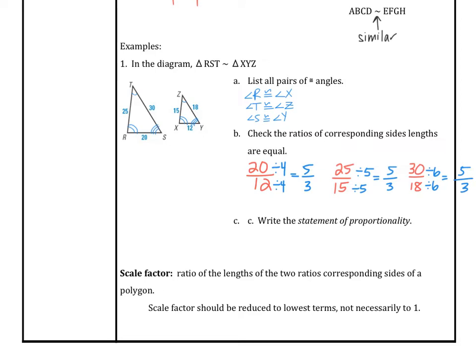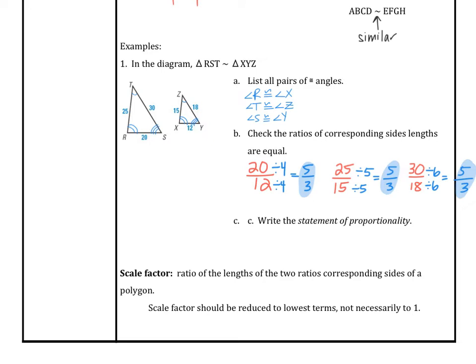So we're checking to see that our side lengths are proportional, and I'm going to go ahead and highlight them now. They all simplified down to 5/3. So are your side lengths proportional? Yes, Mrs. Brandt, they are. Awesome. Okay, last thing is a statement of proportionality, which is kind of weird.